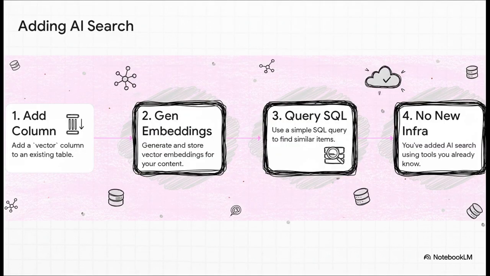And this is where it gets really cool. Instead of some massive, week-long project, this is something you could knock out in an afternoon. Seriously. You just add a vector column to your existing table. Then you generate what are called embeddings, which are just numerical representations of your content's meaning. And then you query them using the plain old SQL you already know and love. That's it. No new database, no data syncing, just results.